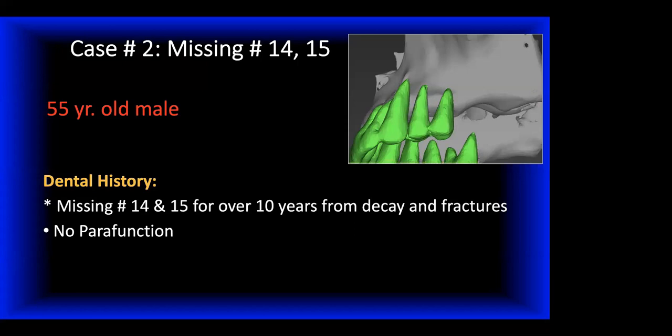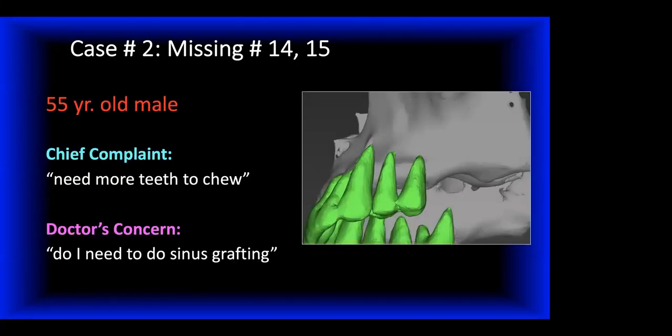So let's look at the dental history here. Missing 14, 15 for over 10 years. Reason, decay and fractures. No parafunction noted. The chief complaint, the patient wants more teeth to chew. They're missing 2 molars, which are the predominant teeth that patients chew their food on. So now they're becoming a right side chewer.